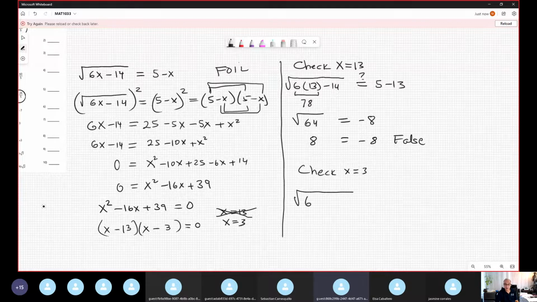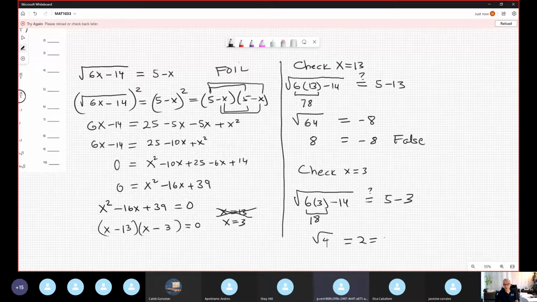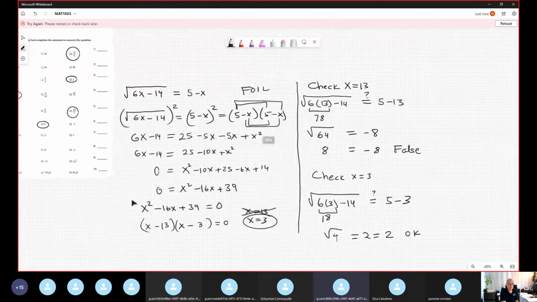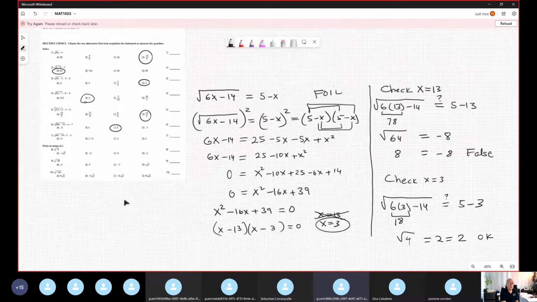It's 6 times 3 minus 14 should be equal to 5 minus 3. This is 18. 18 minus 14 is 4, and the square root of 4 is 2. And on the other side, we have 5 minus 3 is 2. 2 equals 2, okay. And the solution is just 3. That's the only solution we have: 3.